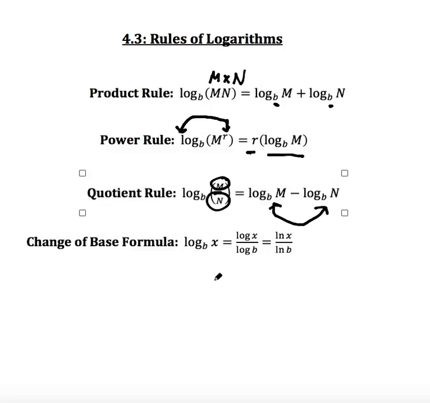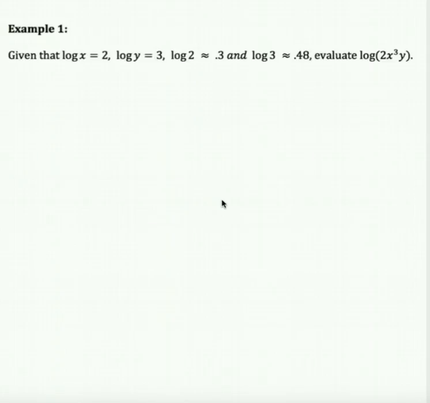And then the change of base formula says that if we have this odd base, base b, which we know we can't type into the calculator, we can only type in log base 10 and log base e in the calculator, we can convert that using the change of base formula to log base 10 or log base e so that we can type it into the calculator. As we go through these examples, we're going to be referring back to those rules, so have them handy.